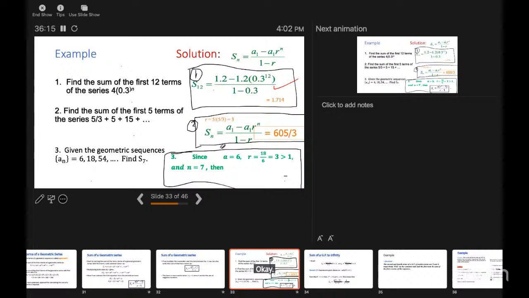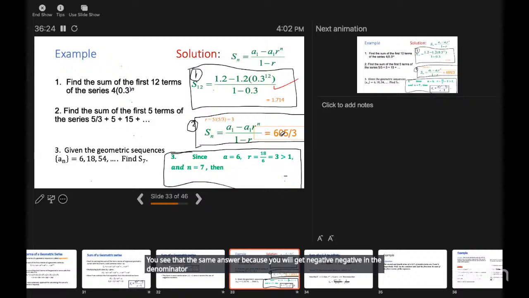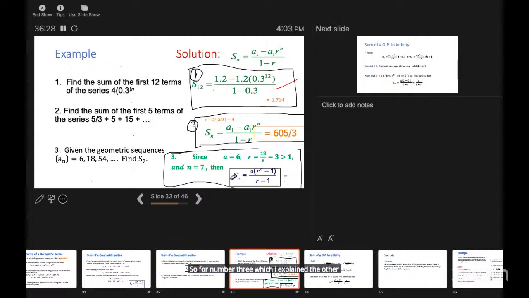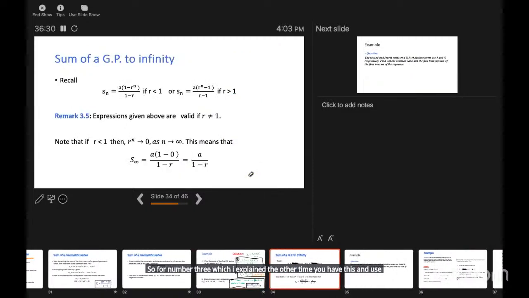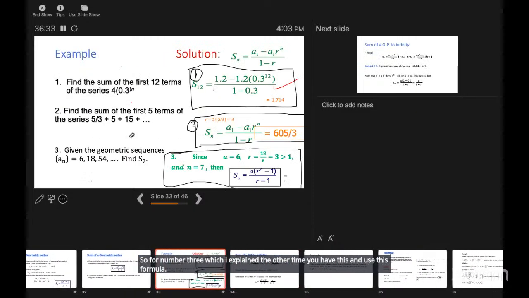Meanwhile, if you use this formula here, you will still get the same answer because you will get negative in the numerator and negative in the denominator, and they cancel each other. So for number 3, which I explained the other time, you have this and use this formula. So that is that.